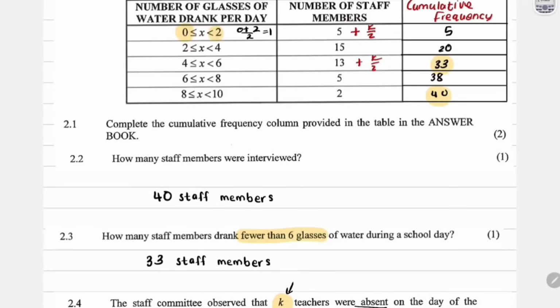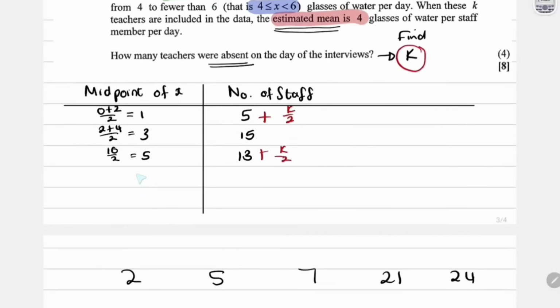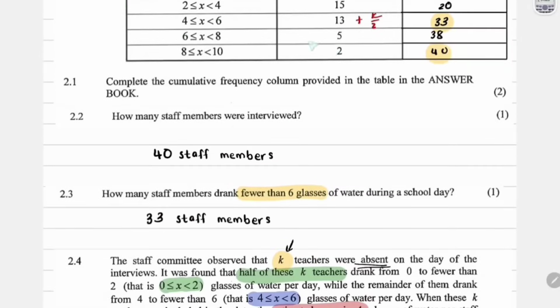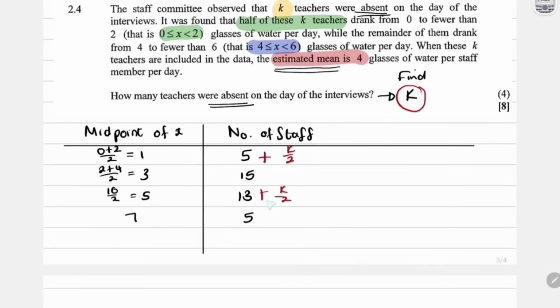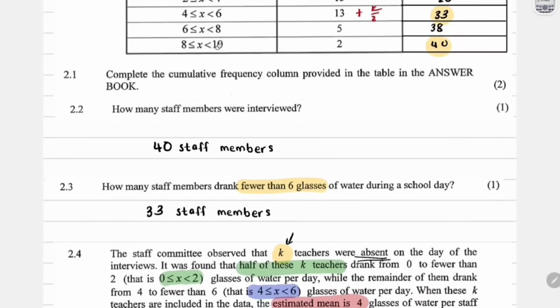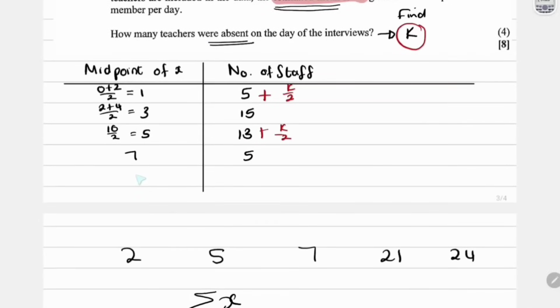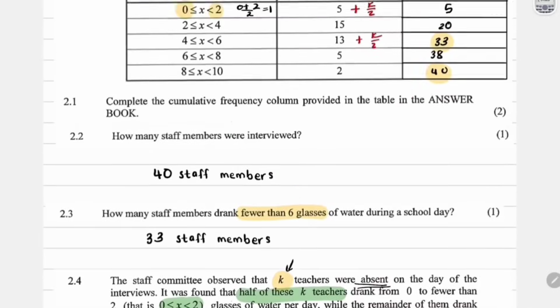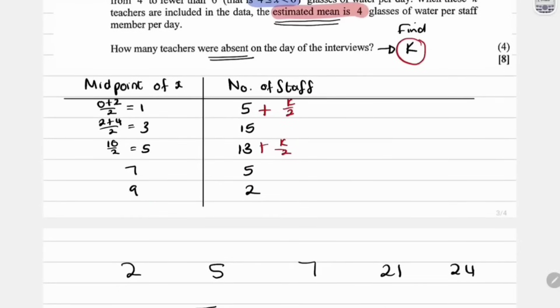6 plus 8 gives you 14. 14 divided by 2 is 7. So that's 7, and then you have your frequency, which is 5. And then the last one, we're saying 8 plus 10 is 18, divided by 2 is 9. And that is 2. There are 2 teachers within that category. So now we're saying that an estimate of 9 glasses of water was drank by 2 teachers. An estimate of 7 glasses of water was drank by 5 teachers. Okay, we have roughly estimated the X values instead of asking each teacher.